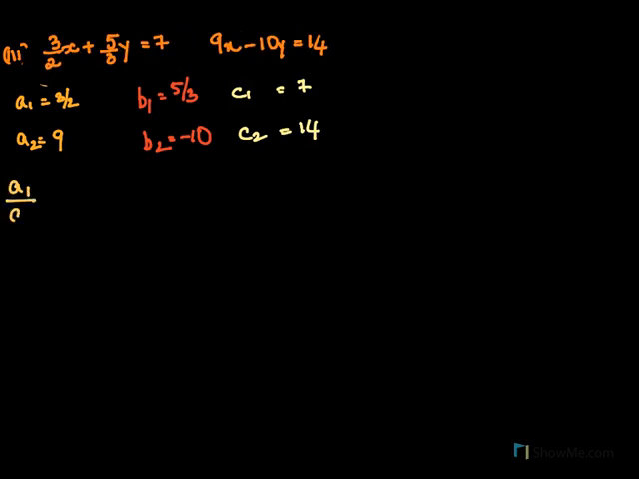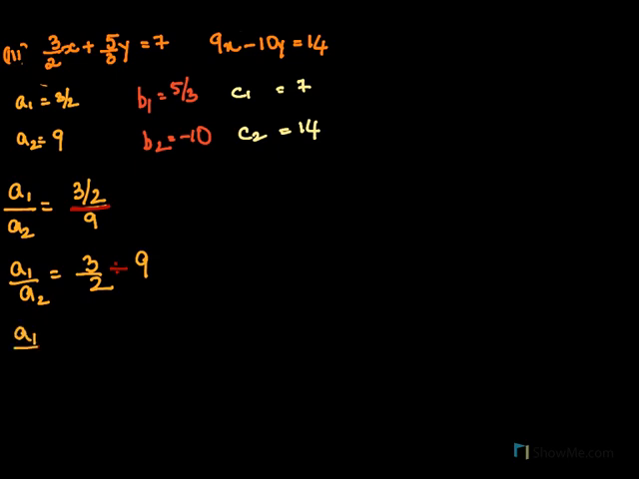Now let's see what A1 by A2 is. It doesn't matter if it's a fraction, the rules remain the same. So A1 was 3 by 2, so my A1 by A2 will be 3 by 2. Remember, my division is at this point. So I'll put here divide by 9. So my A1 by A2 will be 3 by 2 into 1 by 9, and when I reduce it, it will be 1 by 6.